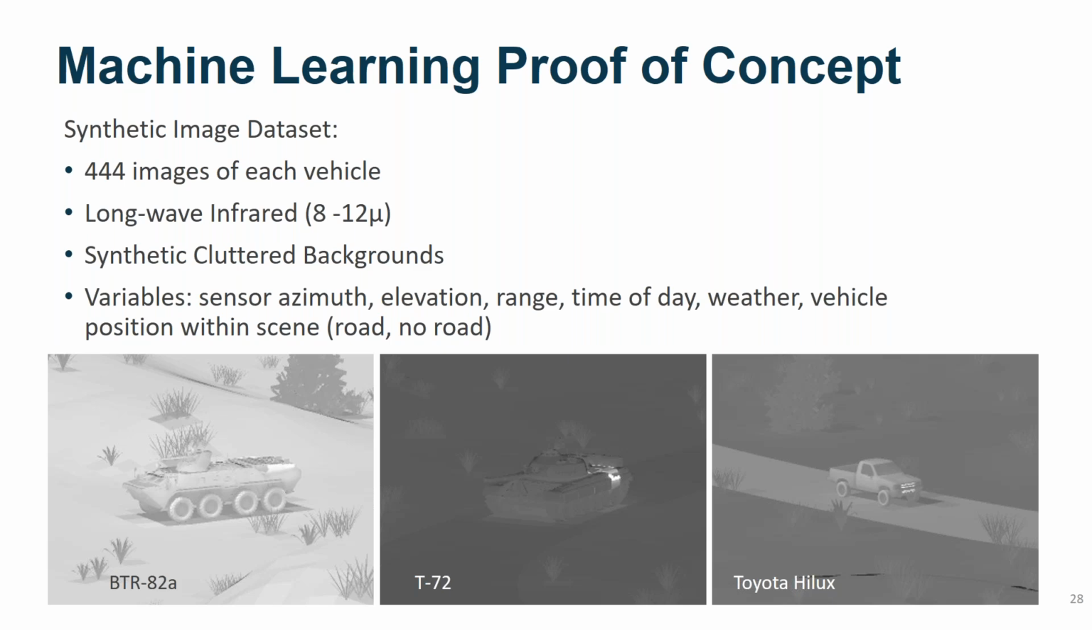So we trained the algorithm using a set of images. These were all long wave infrared images. We used synthetic cluttered backgrounds like you can see in the images here. And we moved the sensor around the target with a couple different sensor elevations, a couple different sensor to target ranges, times of day, weather conditions, and then vehicle positions within the scene to get a little more variation in the background.